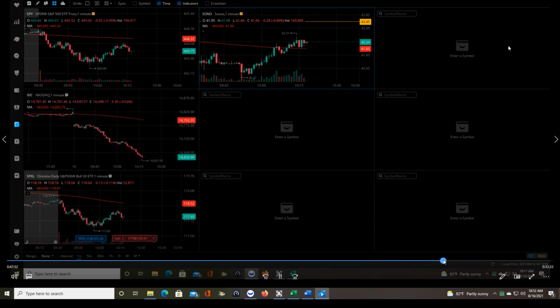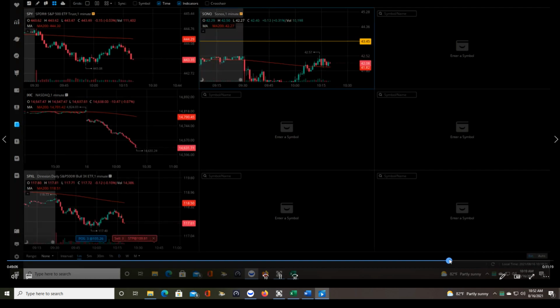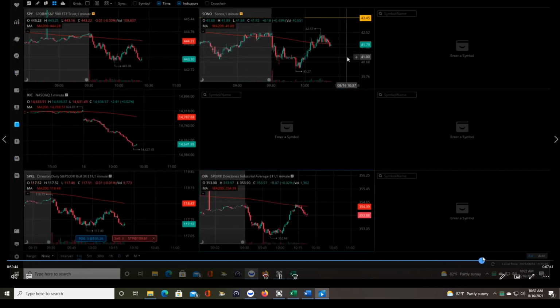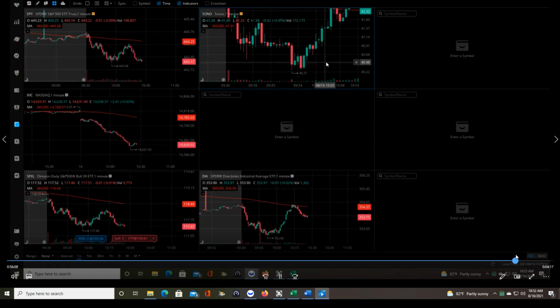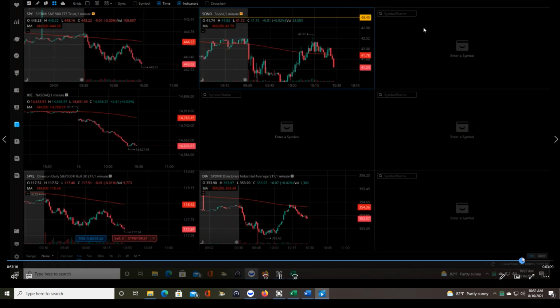So this is me just watching. There was nothing else popped up on my screener for me to check. And SONO never came back up through that previous high, so there was no trade for me to take. So here's the Dow. I did pull that up at one point just to see what that was doing.